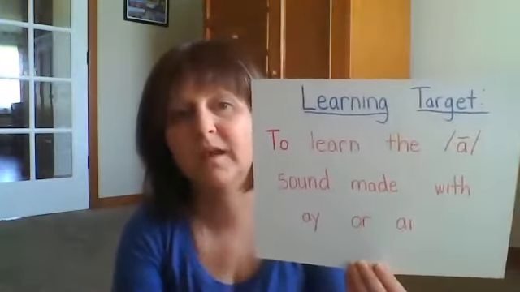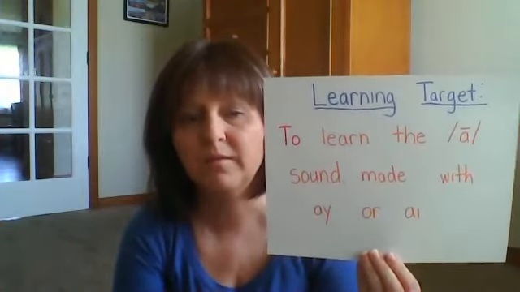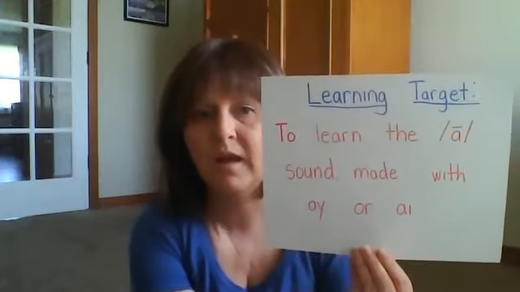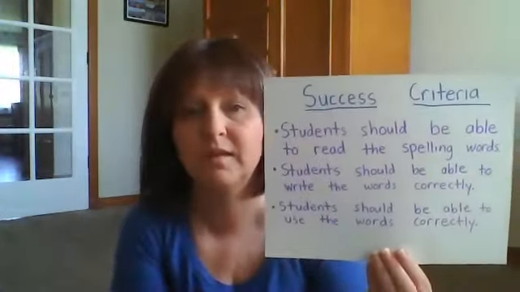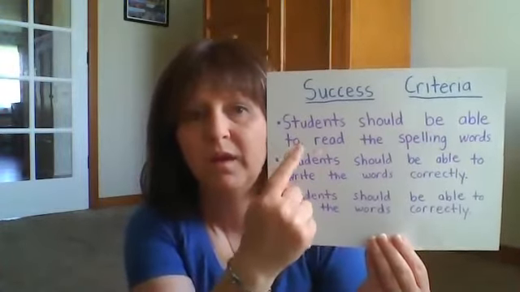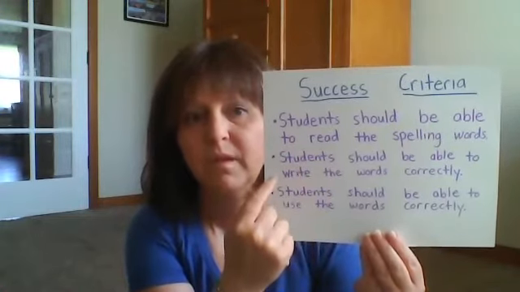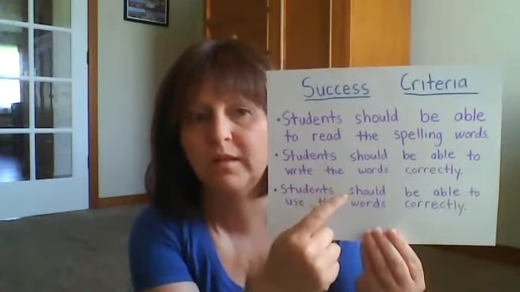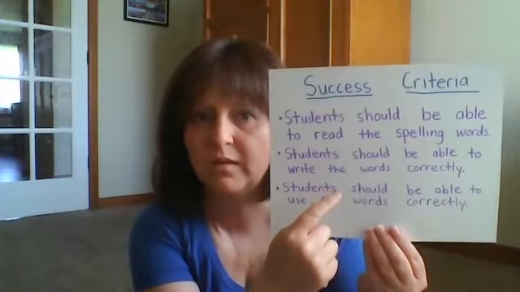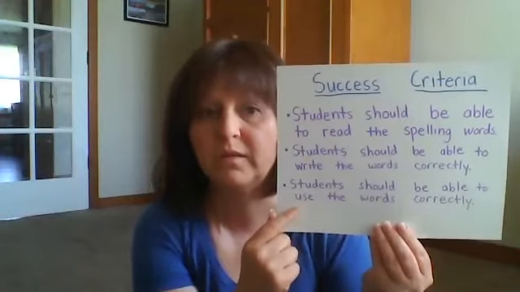Our learning target for today is to learn the A sound made with AY or AI. And you will know you are successful if you can do these things. Number one, you should be able to read the spelling words. You should be able to write the words correctly. That also means print the letters correctly as well. And then the third one is you should be able to use the words correctly in sentences.